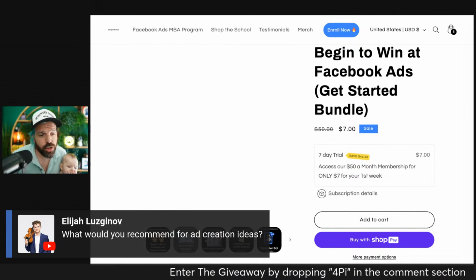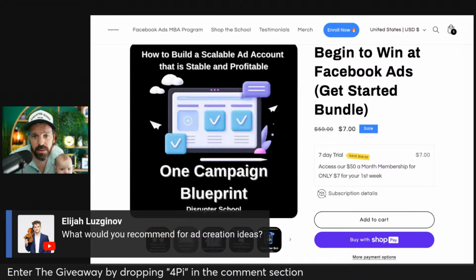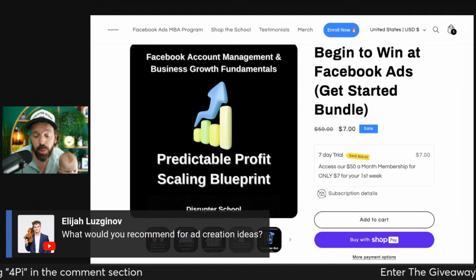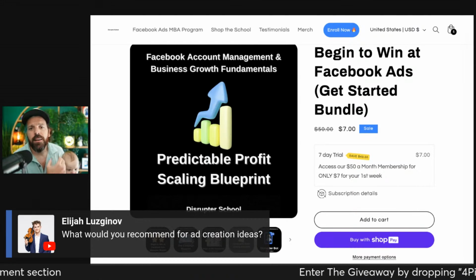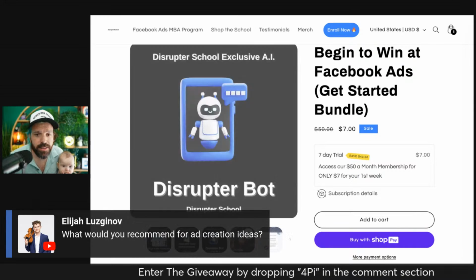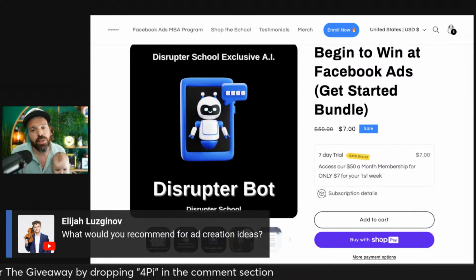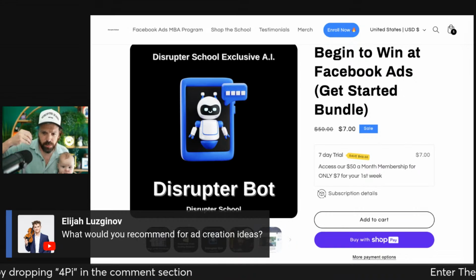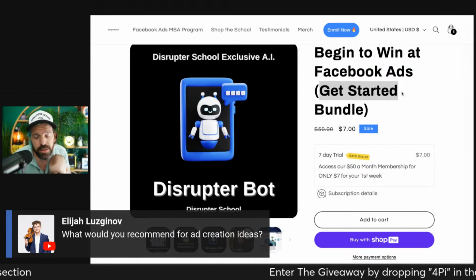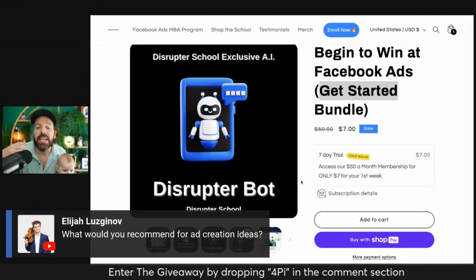And that comes because you get the One Campaign Blueprint to help build a stable, scalable, profitable ad account. You're getting the Predictable Profit Scaling Blueprints, so you understand Facebook account management and business growth fundamentals, right? You're also getting the Disruptor Bot, so you get exclusive access to AI. So you're getting support, you're getting confidence, you're getting what you need to get started, right? So your ad creation needs to speak to those things.